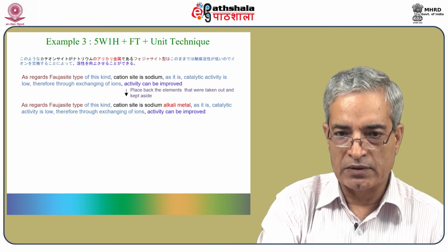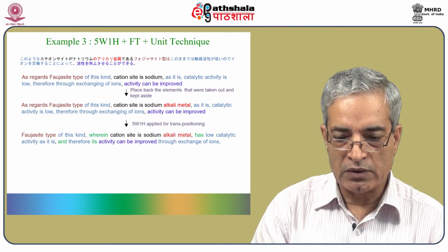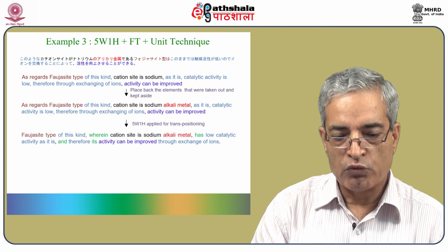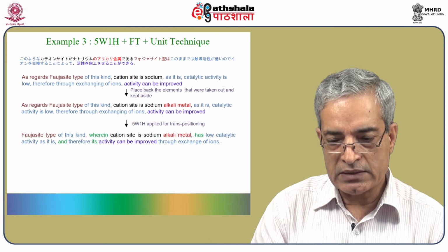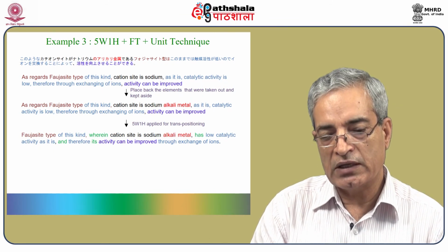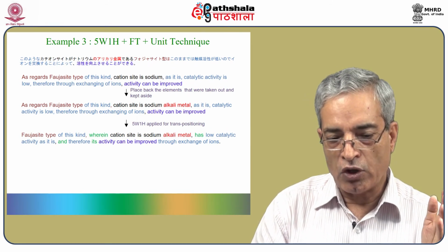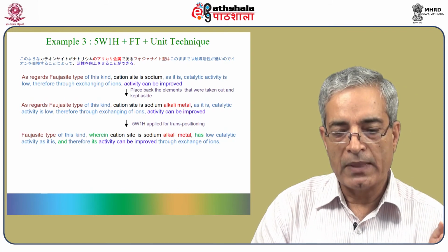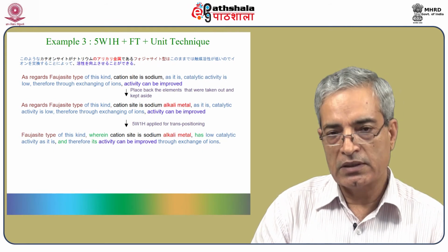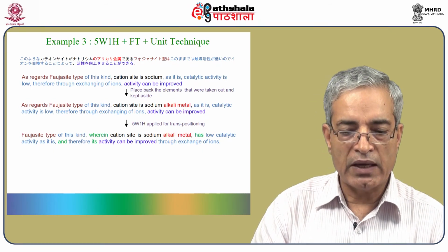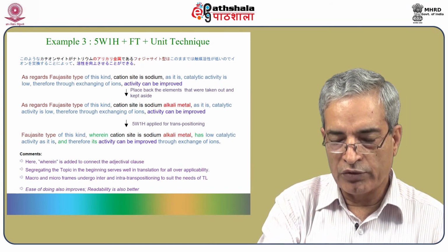This obviously needs fine tuning, and 5W1H is kept in mind while doing this transpositioning as well as the fine tuning. Foja site type of this kind, wherein cation site is sodium alkali metal, has low... begin again, say Foja site type of this kind has low catalytic activity as it is, you are getting. So it's a topic getting connected to all the segments separately, and we are saying wherein cation site is sodium alkali metal, has a low catalytic activity as it is, and therefore the activity can be improved through exchange of ions. Wherein has been added. I think you are now familiar with the use of wherein.